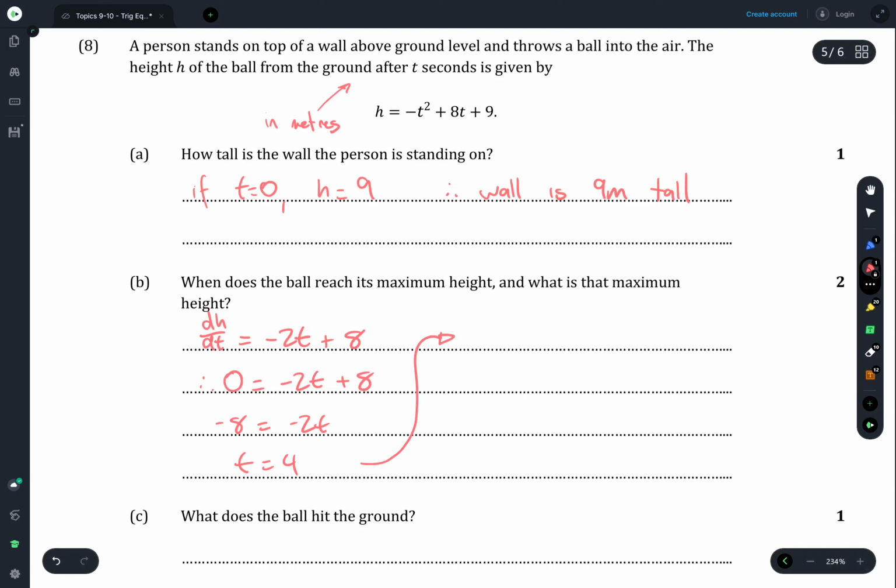But the question is also asking, what is that maximum height? So if t equals 4, substituting that back into the original equation, I'll get h equals 25. I don't want to substitute into the derivative. That doesn't help me, I'm just going to find 0. I want to find the height, which is represented by h. So therefore, after 4 seconds, it is 25 meters high.